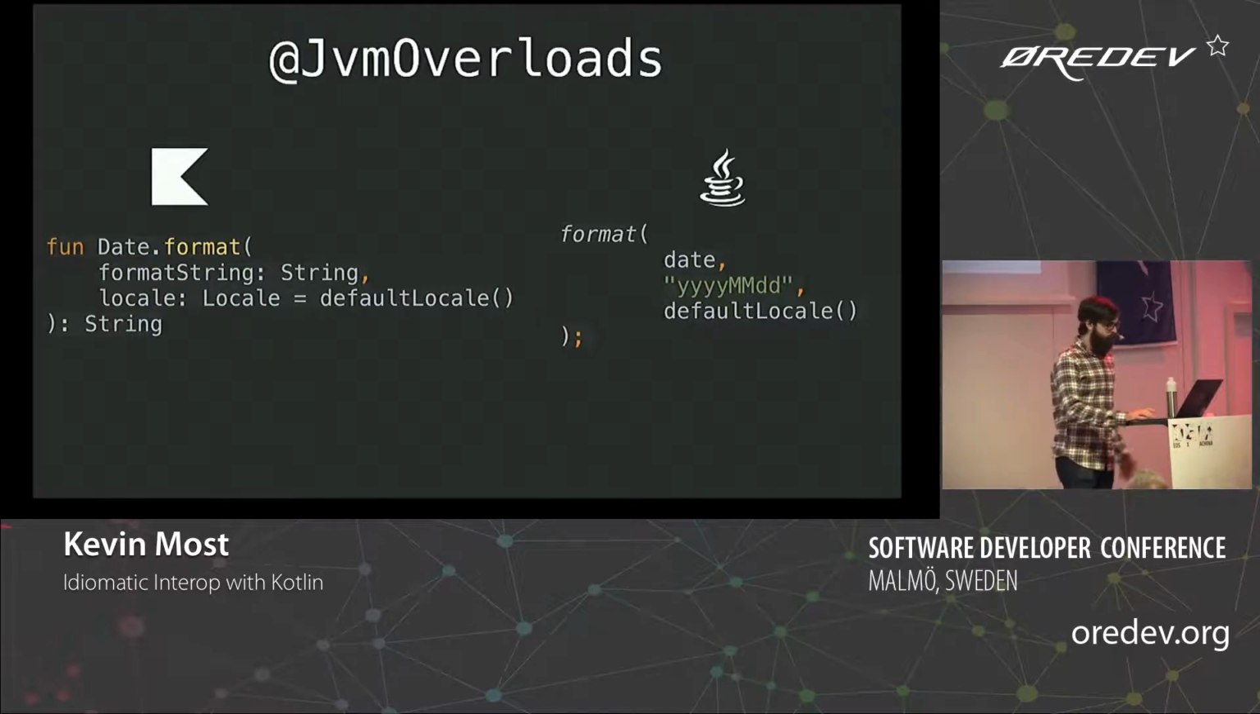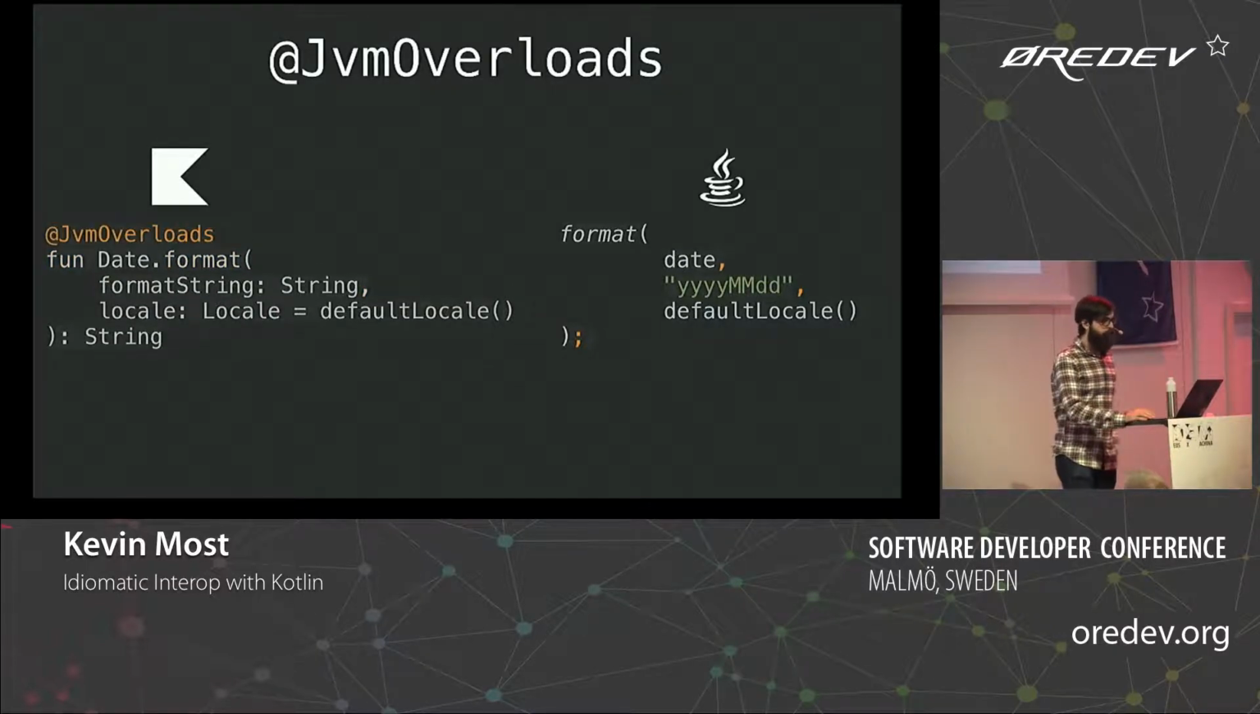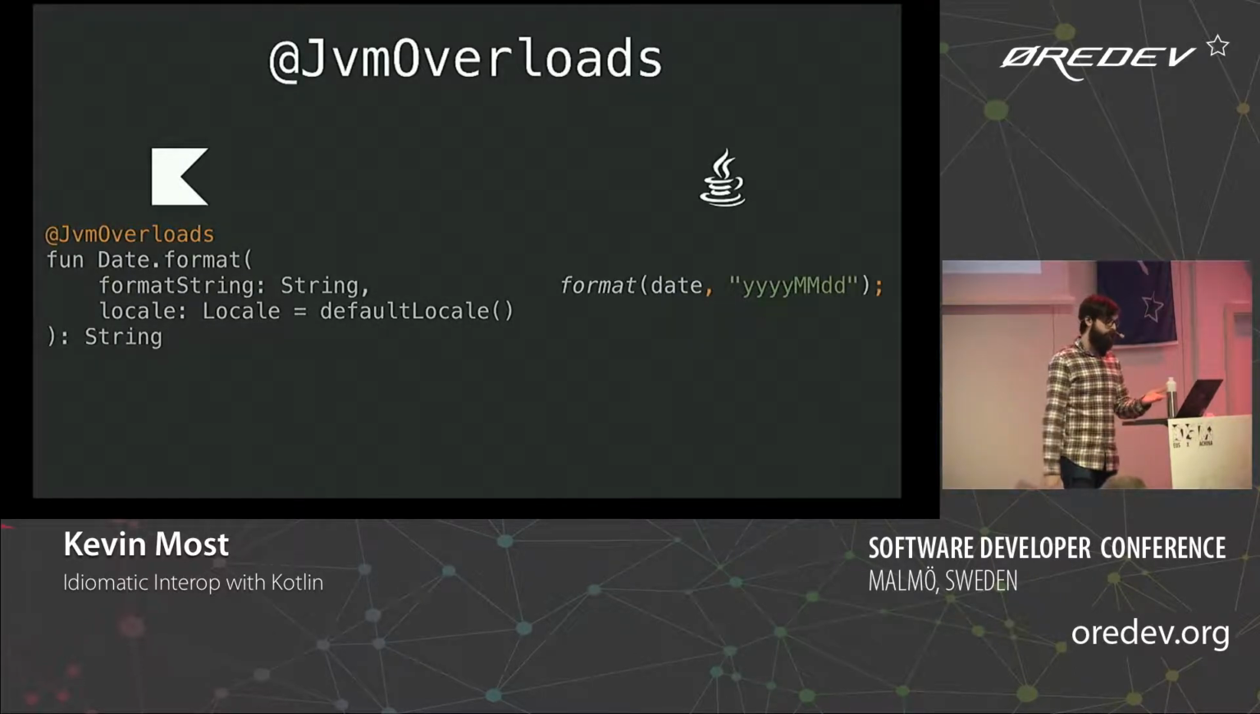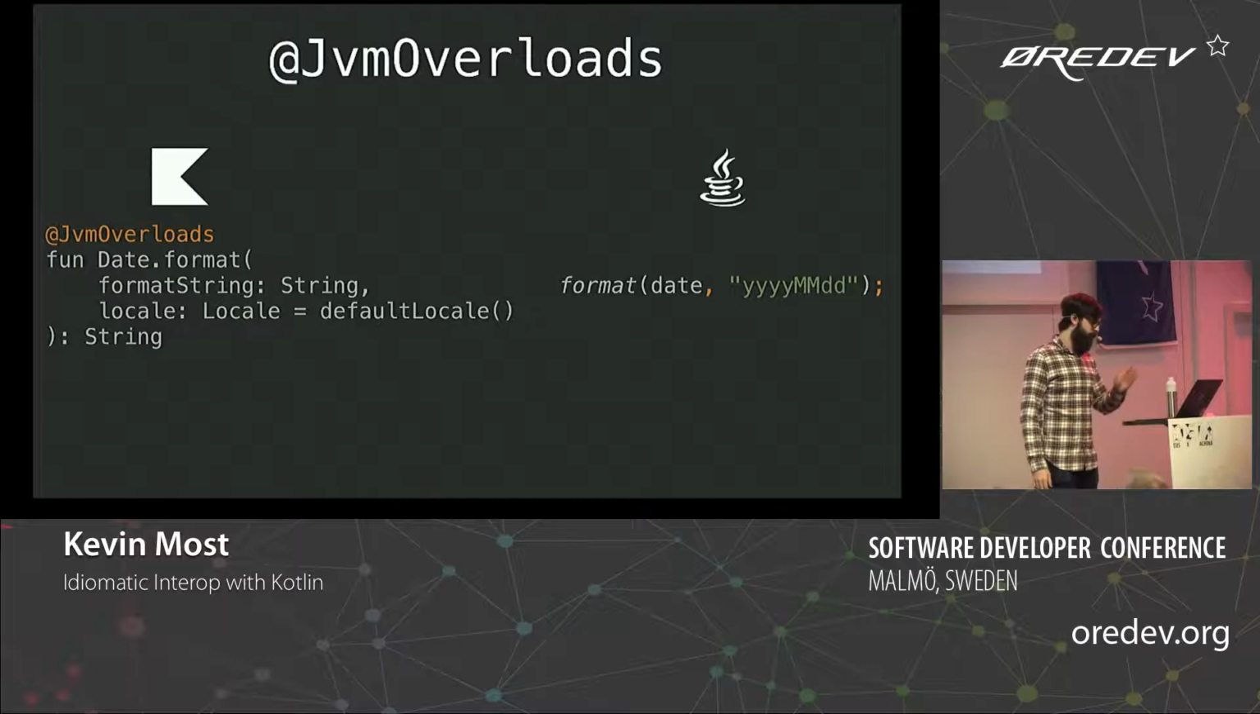So there's a simple fix: you annotate this method with @JvmOverloads, and then two methods will be exported into the bytecode, one with the locale and one without. So now your Java code can pass the locale if they want to, but they can also omit it. They'll have two overloads, the version with and without the locale.